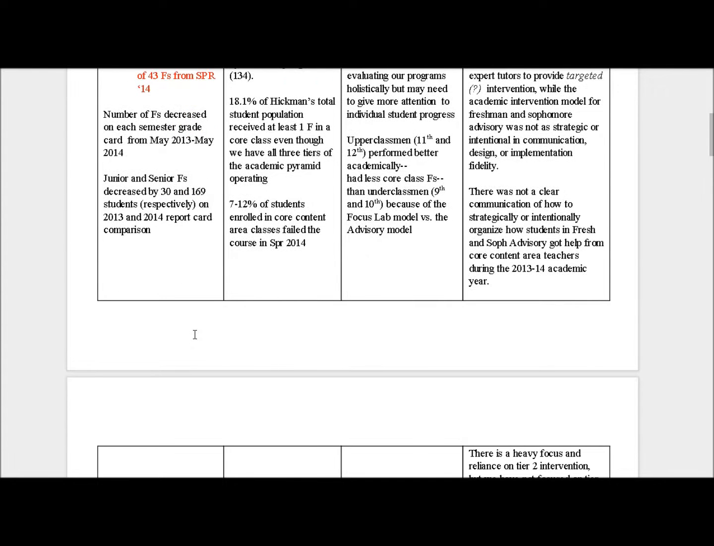Something else significant we noted as a concern was that 7 to 12% of students enrolled in core content area classes failed the course in spring 2014. So for instance, if we're looking at math, we would say 9% of all students taking a math class failed that course. Or if we look at science, 12% of students taking a science course failed their science course in spring 2014. Those numbers for those content areas may not be exactly accurate, but I wanted to give a quick example.